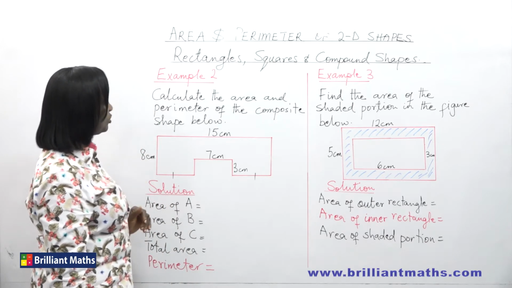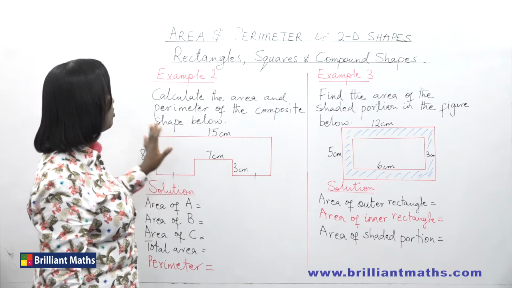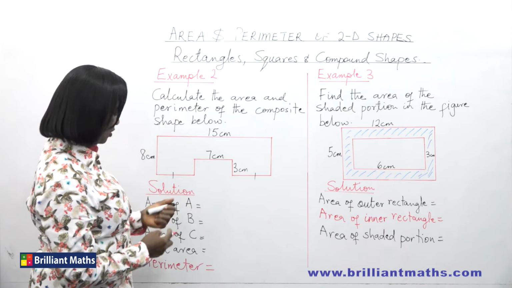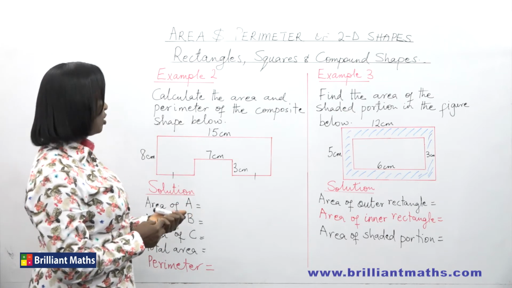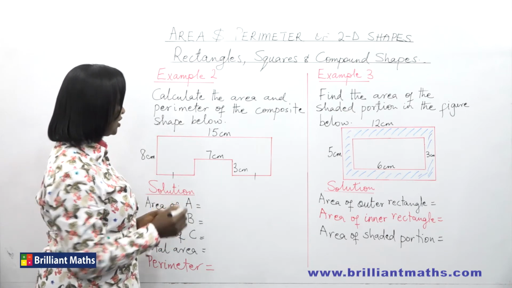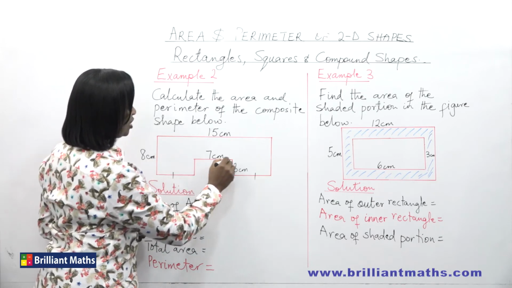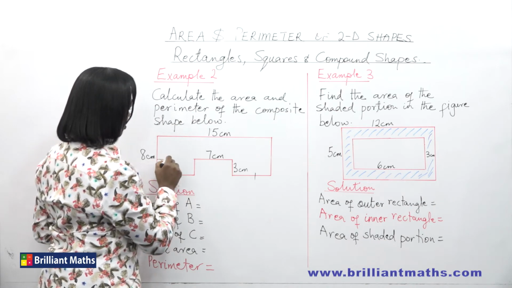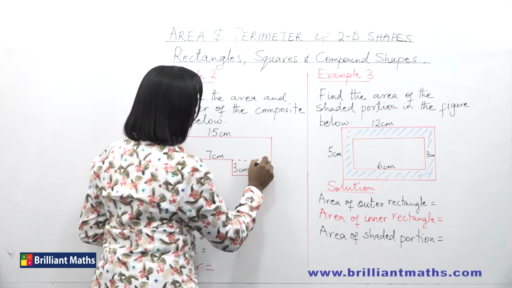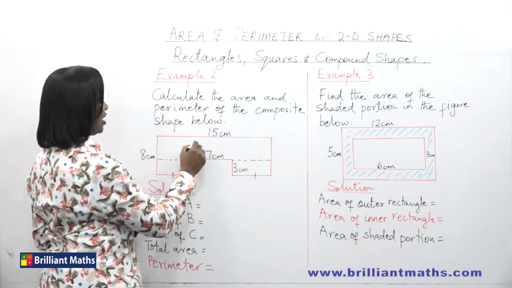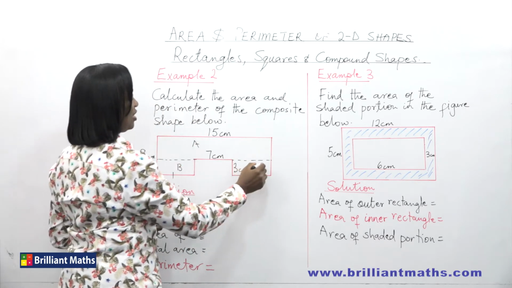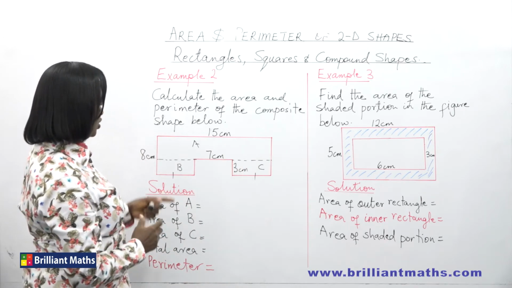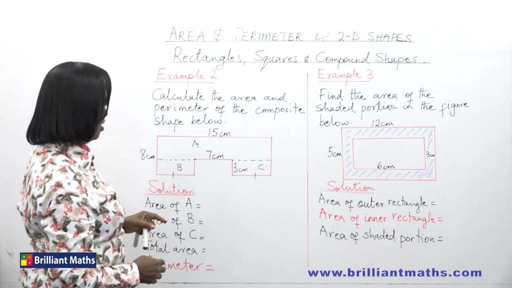So looking at example 2, calculate the area and the perimeter of the composite shape below. We have the shape, which is a compound shape, and we want to split it up into rectangles or squares. There are 2 ways. You can split horizontally, and that would give you 3 rectangles. So I'll call this A, B, and C. That's one way. Let's use this method to find the area.